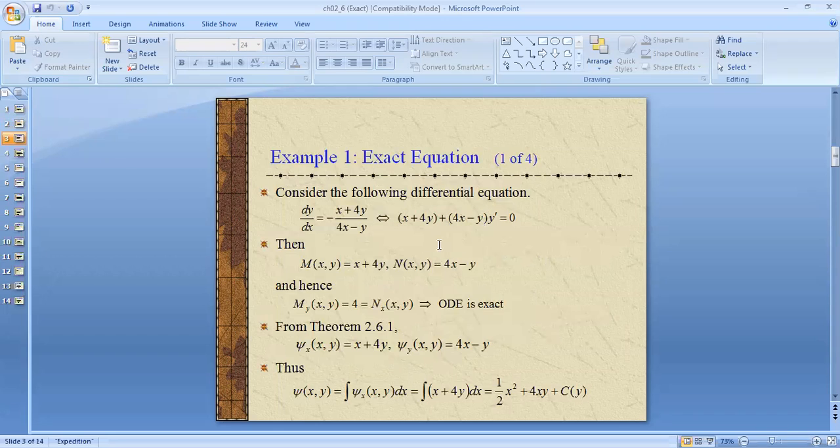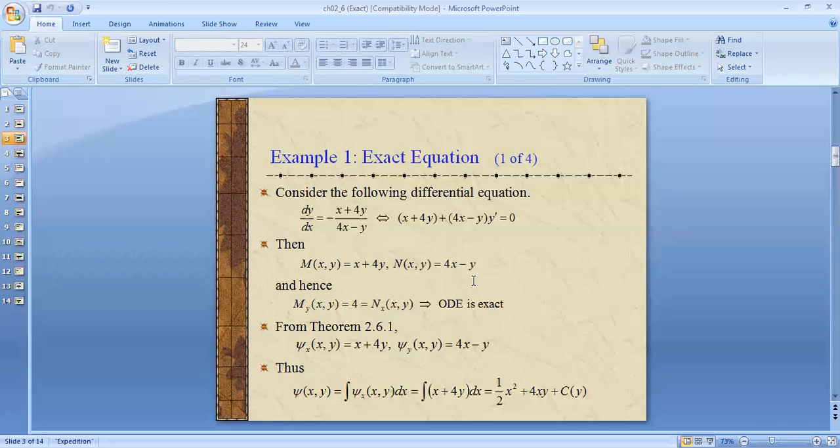If we try to solve this differential equation, suppose dy dx equals this, and you can write it in standard form, M plus N dy dx, that means M dx plus N dy. Taking partial derivatives, here M equals x plus 4y and N equals 4x minus y. The partial derivative of M with respect to y is 4, since the x term gives 0. And the partial derivative of N with respect to x is 4. Both partial derivatives are equal, so this is an exact differential equation.